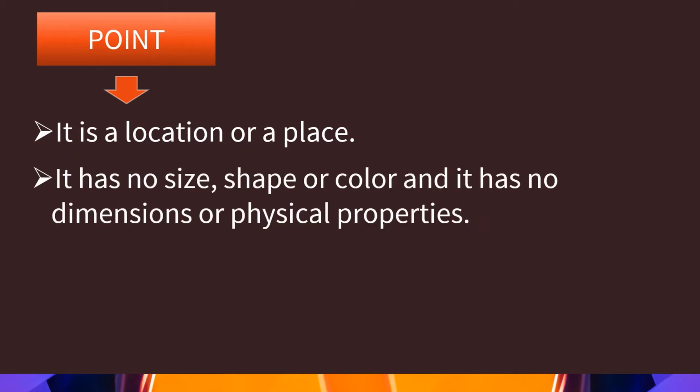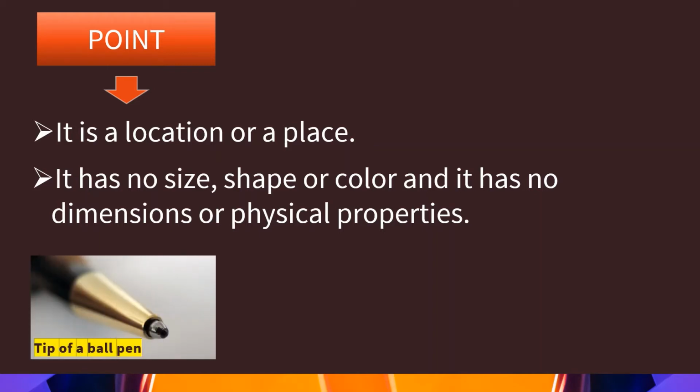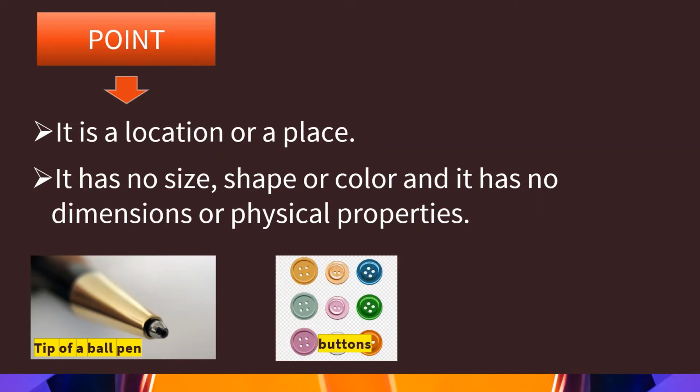Now, let us describe a point. A point is a location or a place, meaning kahit saan makakakita tayo ng point or representation of a point. It has no size, shape, or color, and it has no dimensions or physical properties. So let's say, for example, we have here the tip of a ball pen. Then another one, we have buttons. Another is we have stars at night. These are the representations of a point that we can see around us.